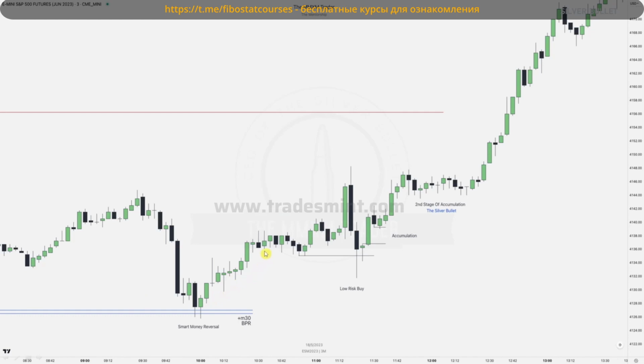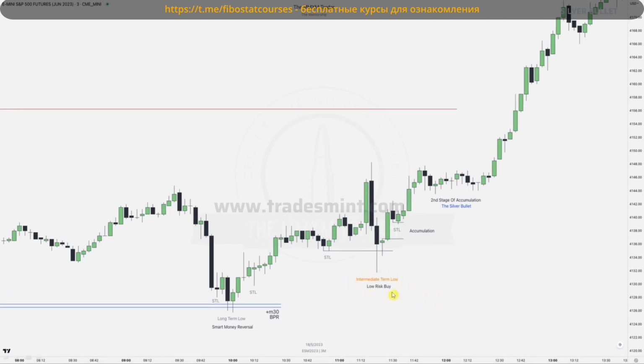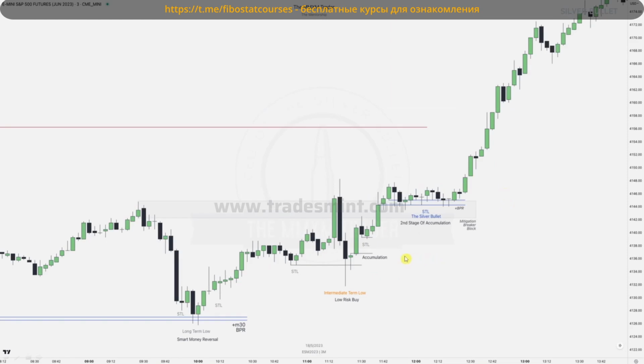So price is trading up higher right here, continuing up and then forming a short-term low here, and we see this getting raided. So what is this low? Low risk buy, right? But also we have an intermediate term low formed down here. Why? Because we have that short-term low to the left of it, right? And that short-term low to the right of it. Now this is confirmed, right? Instead of anticipating and taking an entry on this short-term low, now we wait for this intermediate term low to be formed and then go into second stage of distribution, which is over here and that will be the silver bullet setup. So where do you get in?